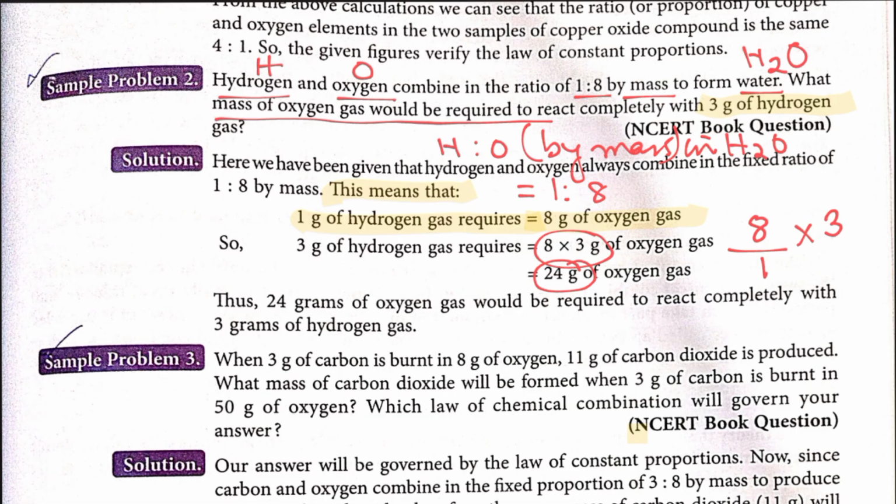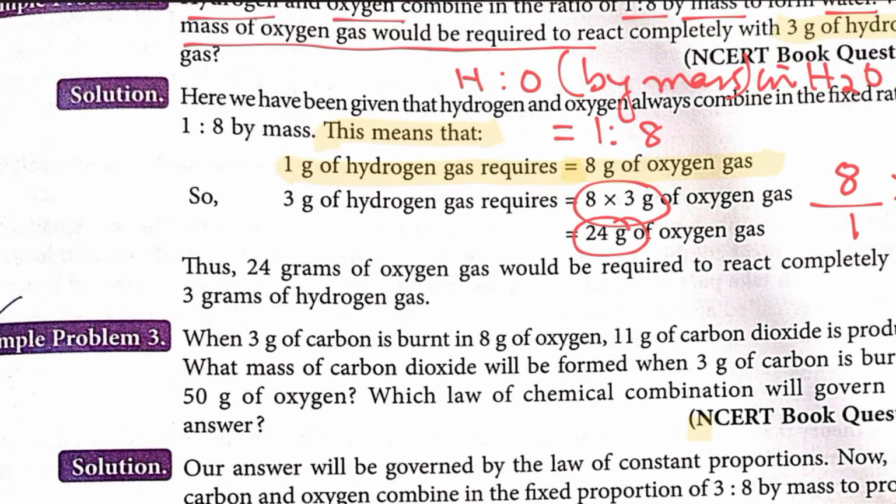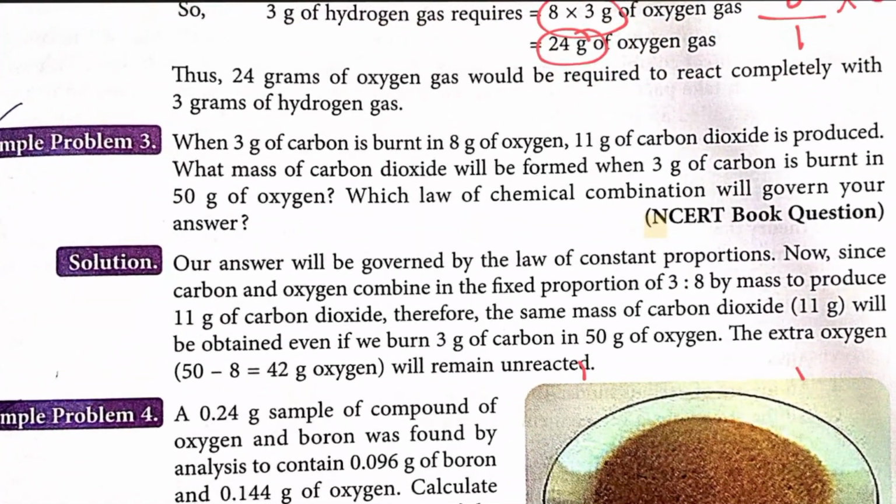So here the application is whether you know the meaning of hydrogen to oxygen is 1 is to 8 by mass. It means 1 gram of hydrogen reacts with 8 grams of oxygen. If you multiply by 2, 2 gram of hydrogen reacts with 16 gram of oxygen. It means in this manner only. So similarly, 3 gram of hydrogen reacts with 8 into 3, 24 gram of oxygen. The next one, let's go to the next one.